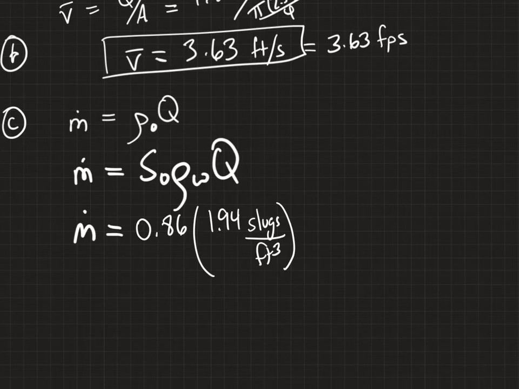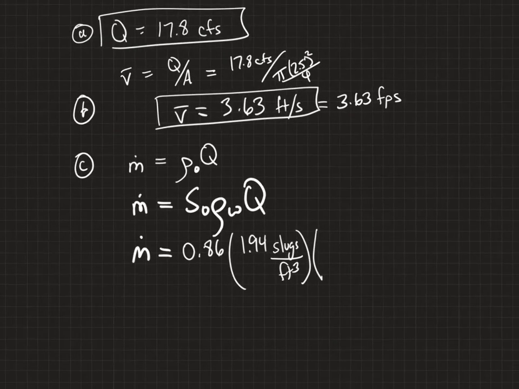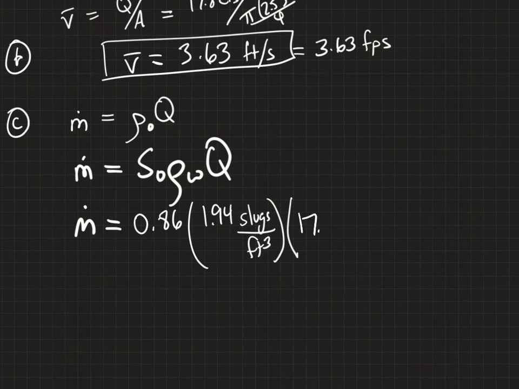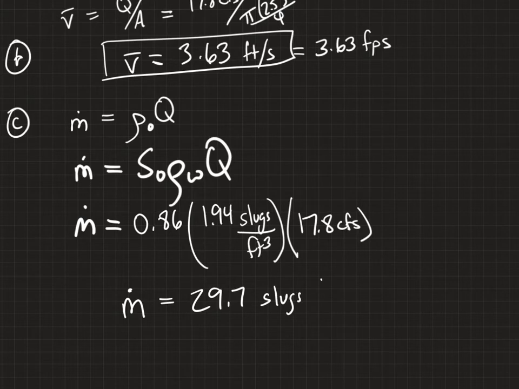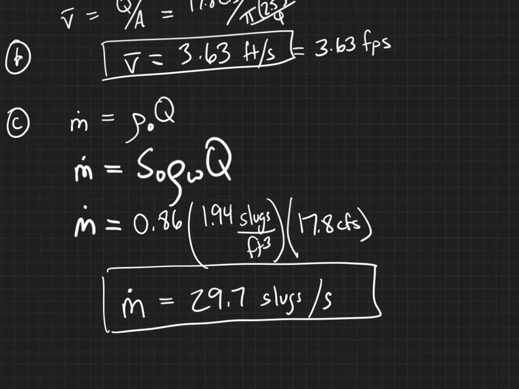Now Q is the flow rate. So what was that earlier? 17.8 CFS. Noticing the cubic feet on top and bottom will cancel, and we'll get slugs per second. So m dot equals 29.7 slugs per second. Now some of you are saying, can't I do pounds mass? Pounds mass is not a real unit. We don't use that in this class. I don't care what you use in other classes. It's a ridiculous unit.